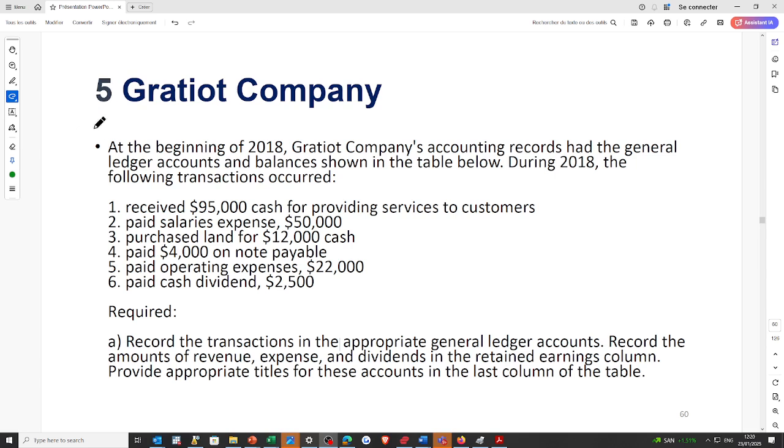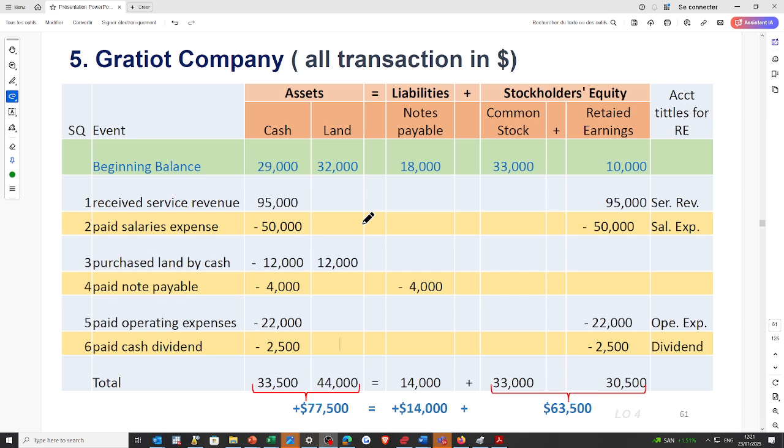So the first one, we have at the beginning of 2018, the company's accounting records has the general ledger accounts and balances, in the table below. So we mentioned the general ledger, right? And during 2018, the following transactions occurred. So what does it mean for the company to have a transaction, right?